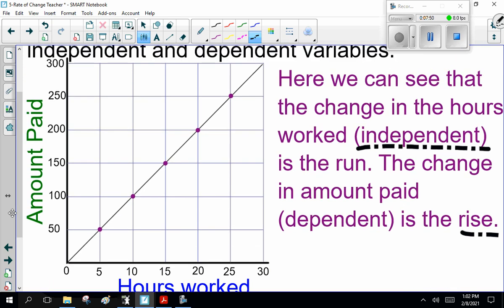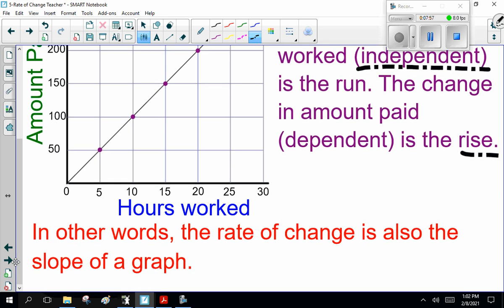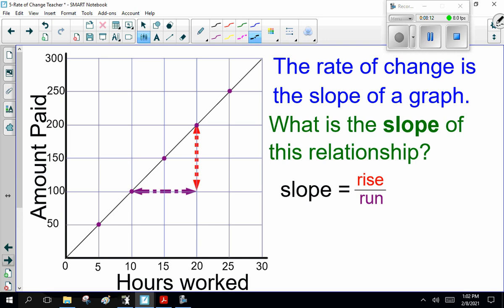So, hours worked is independent, the amount paid is dependent. Now, in other words, the rate of change is also the slope of the graph. The rate of change is the slope of a graph. What were we paid? $10 an hour. What do you want to bet the slope of this graph is? Actually, that's not bad. Let's prove it.